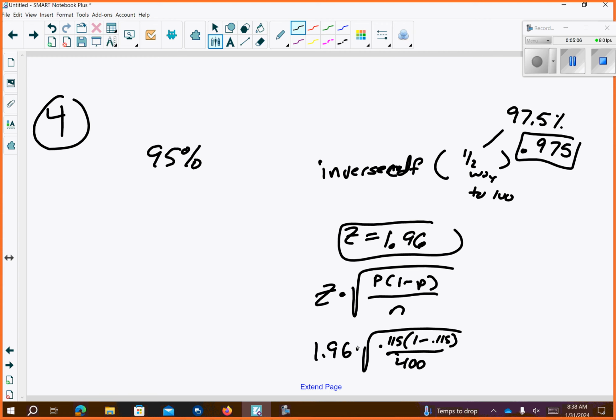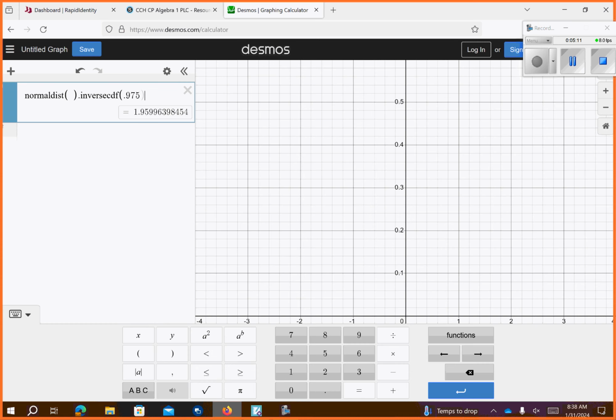What's the 1.96? The 1.96 came from Desmos, where I did normal distribution. I don't have to have 0 and 1 because that'll default automatically. And then you go period inverse CDF. And then the 95%, because we want 95% confidence, we're going to go halfway to 100. Halfway to 100 puts us at 97.5, which is 0.975. And so this right here gets our z-score. Does that make sense? Yeah.